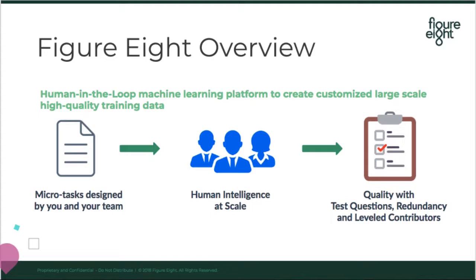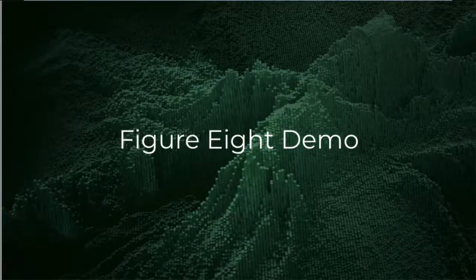Essentially, you design micro tasks for people to work on that data, and using the platform, you can access human intelligence at scale by accessing contributors who are all over the world. And by using Figure 8, you can get really high-quality results. We pride ourselves on quality, and we use test questions, redundancy, and leveled contributors to get you that quality. And we'll walk through all of those things in the course of the demo. So let's go ahead and jump in.